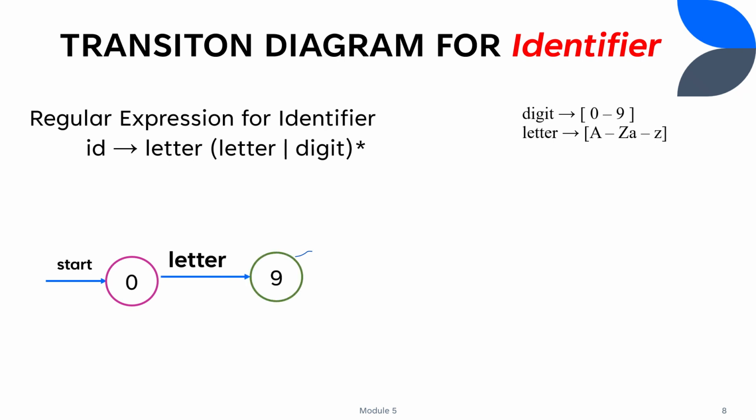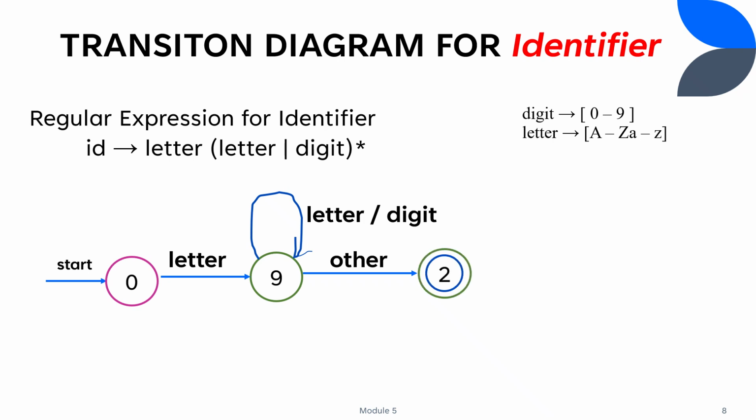If I encounter a letter, I will go to the next state. If I encounter a letter or a digit, I remain in the same state. Then I look one more character ahead, and based on that character, I will reach my final state, stating that the input string is an identifier. Because it is an identifier, this information, that is token name and token ID, will be saved into the symbol table.